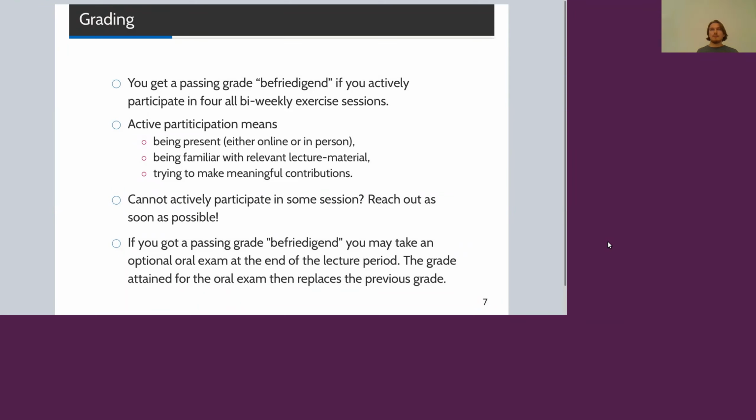And if you have any problem participating, let me know in advance, and then we can hopefully work out some alternatives if you have a good reason that you cannot make it. And if you have your passing grade, you may additionally take the oral exam at the end. So this is voluntary, and you can use it to change your grade. So if you feel like you want to have a better grade, let's have an oral exam, and then you hopefully get a better grade as well. But it's not guaranteed. If you really fail in the oral exam, it may also go down. But I hope this will not be the case for anybody. Any questions about this so far?